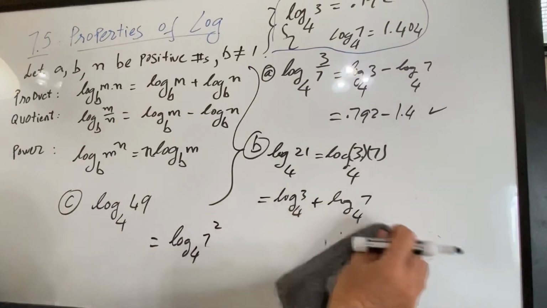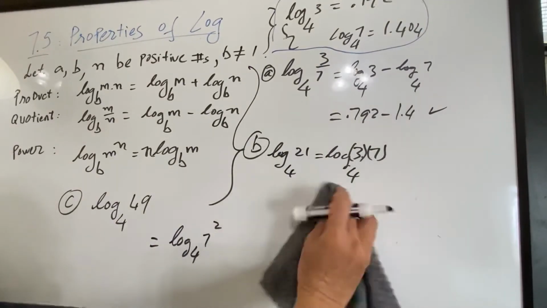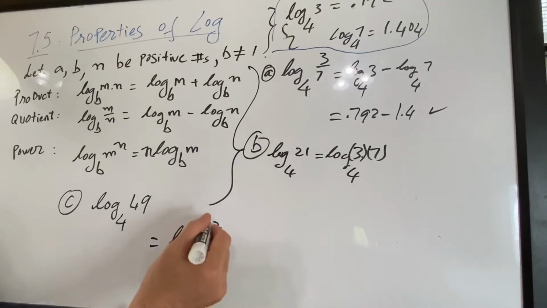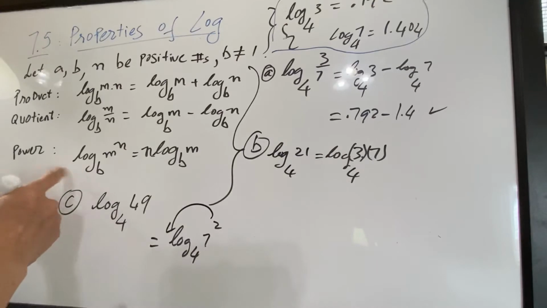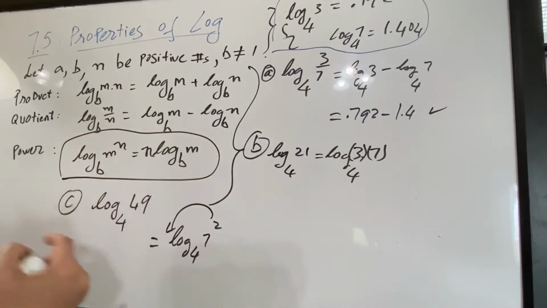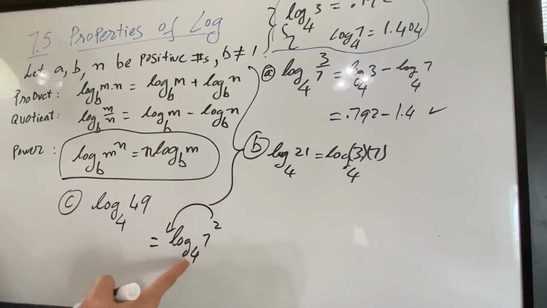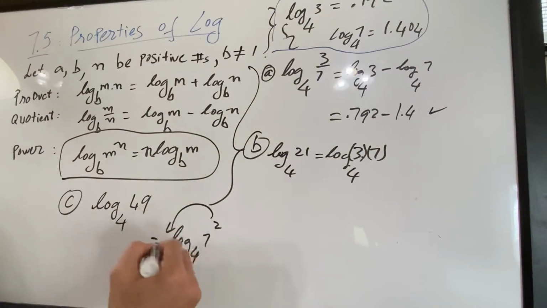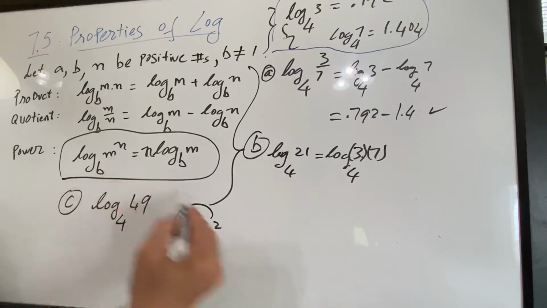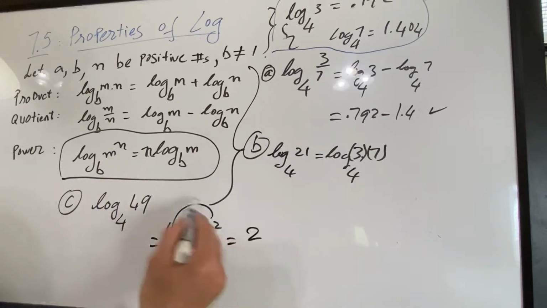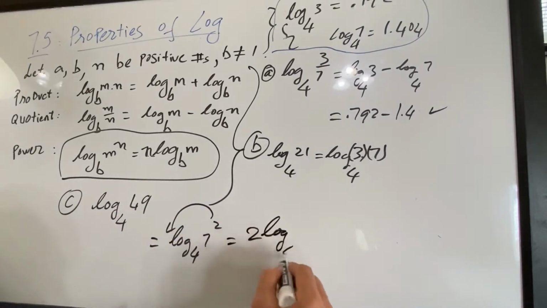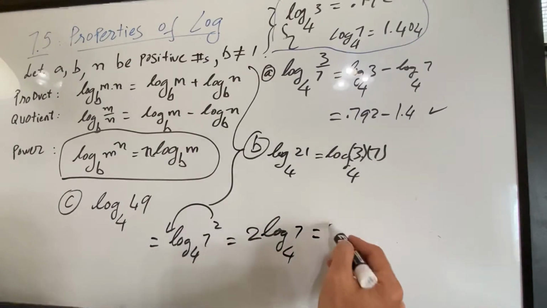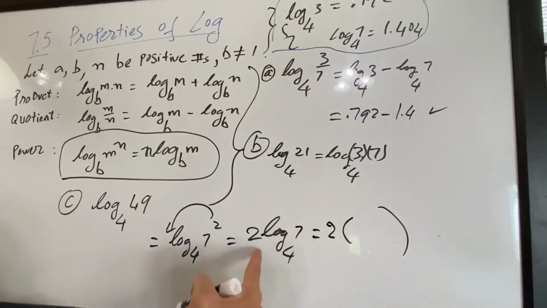Okay, so you see the idea right now. By doing that, I now can apply the property right here. See, log base 4 of 7 squared, I simply bring 2 out, just like n. 2 right here is n. So you see that, bring 2 out, and what I have right now is log base 4 of 7. And now I can rewrite 2 times log 4 of 7.